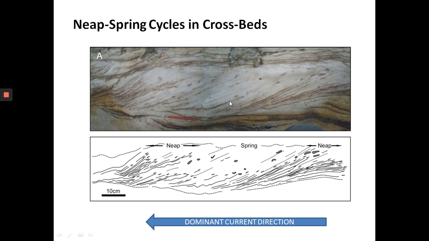So this can be interpreted as deposits of a neap tidal cycle here, a spring tidal cycle here, and another neap cycle here. So this represents roughly 14 days of deposition. So this is evidence of neap-spring cyclicity in outcrop.